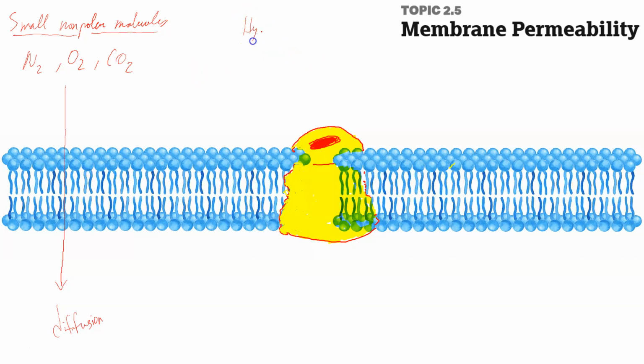Hydrophilic substances, such as large polar molecules, hydrophilic large molecules, and charged ions need to go through some sort of channel protein. This is known as facilitated diffusion.